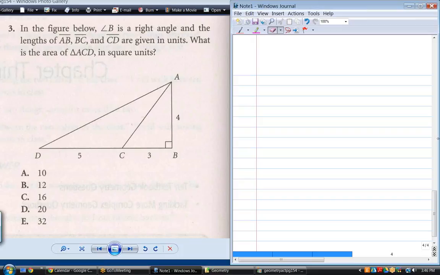They want to know the area of ACD, this triangle right here. What's the general formula for the area of a triangle? One half base times height. Okay, memorize that one. That's huge.